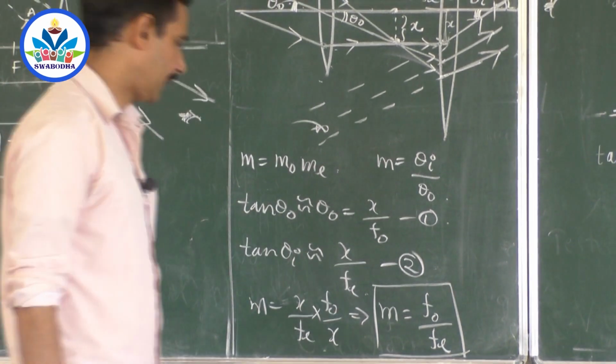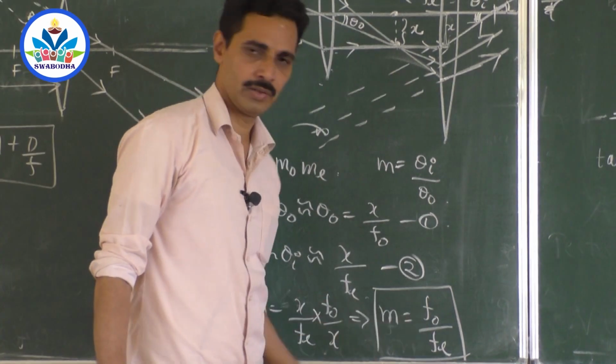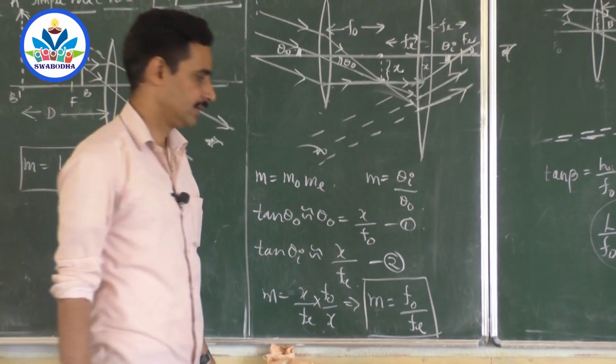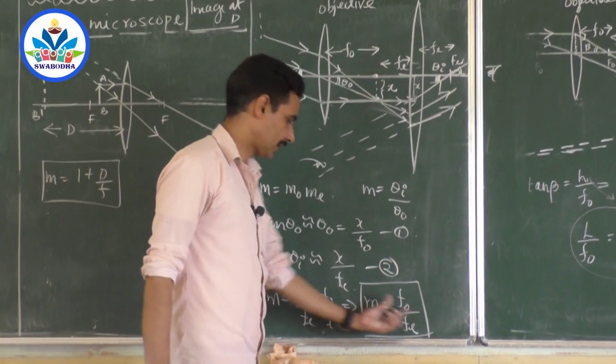So magnification is the focal length of the objective by the focal length of the eyepiece. Very simple one. Magnification has no unit. Even in all the formulas, they don't have any unit. Length by length gets cancelled, unit-wise it gets cancelled. So magnification is this formula.